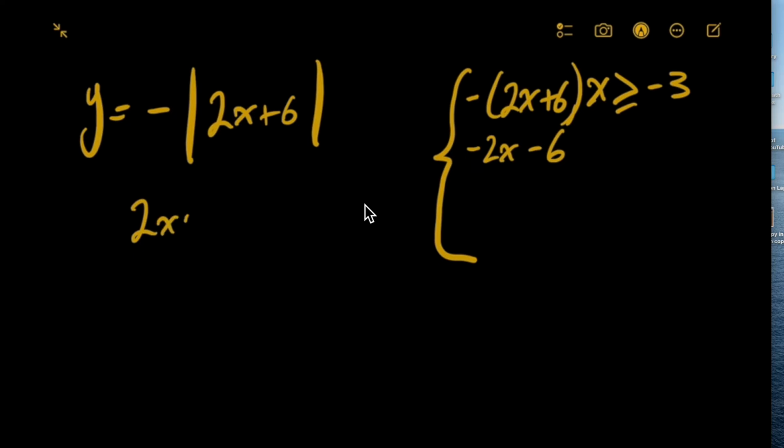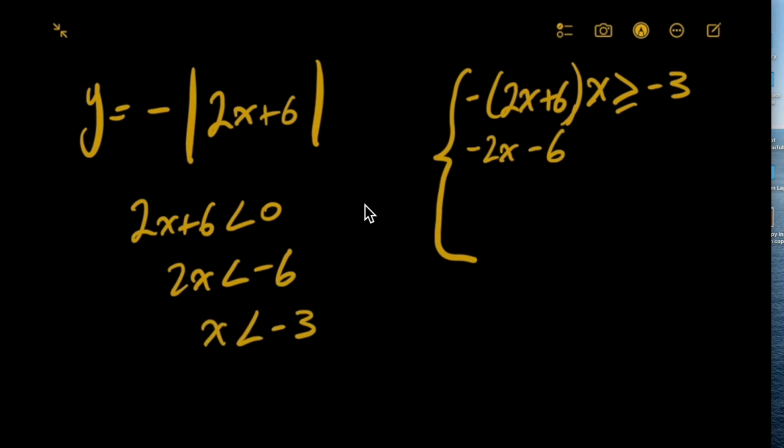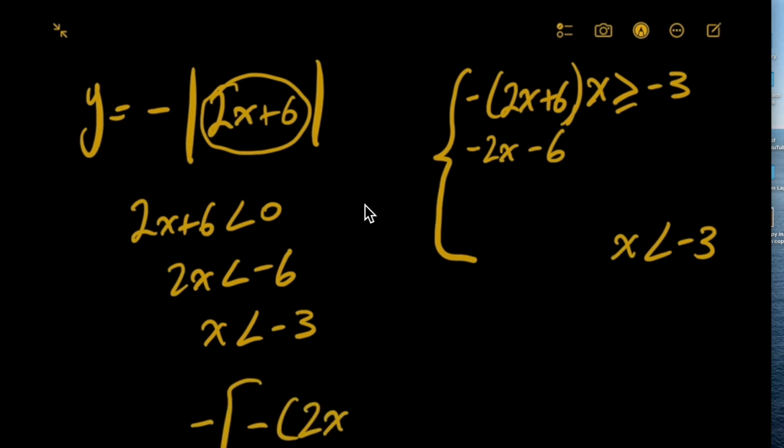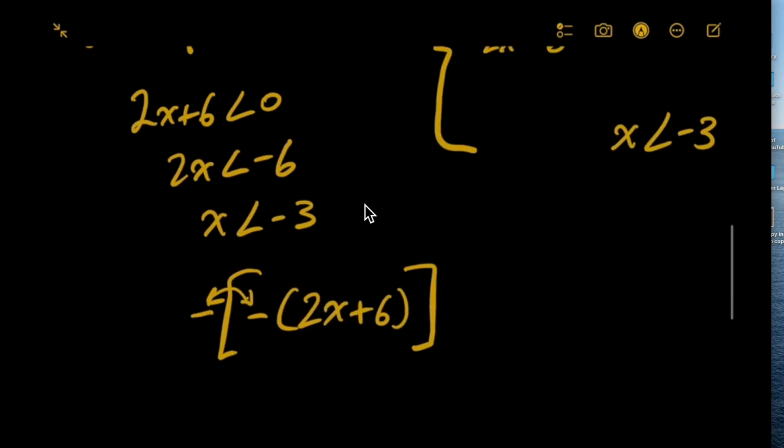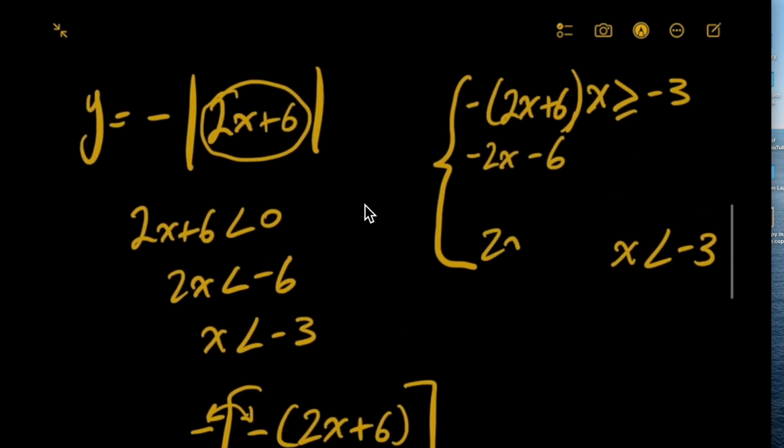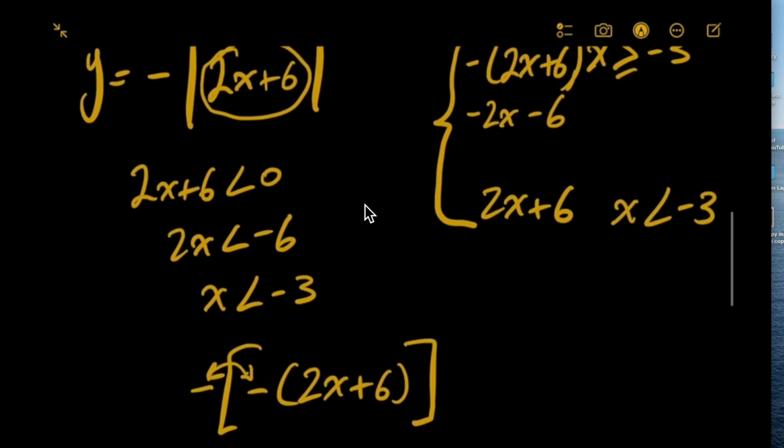Okay, next, we're going to set this to a negative value. So we're going to say 2x plus 6 is less than 0. 2x is less than negative 6. x is less than negative 3. So for this component of the function, when x is less than negative 3, we're going to use the opposite of this function. So that negative sign stays out front, and then we're going to use the opposite of what's in the absolute value. So these negatives are going to cancel out, and you're going to end up with just 2x plus 6 as the second piece of this function.